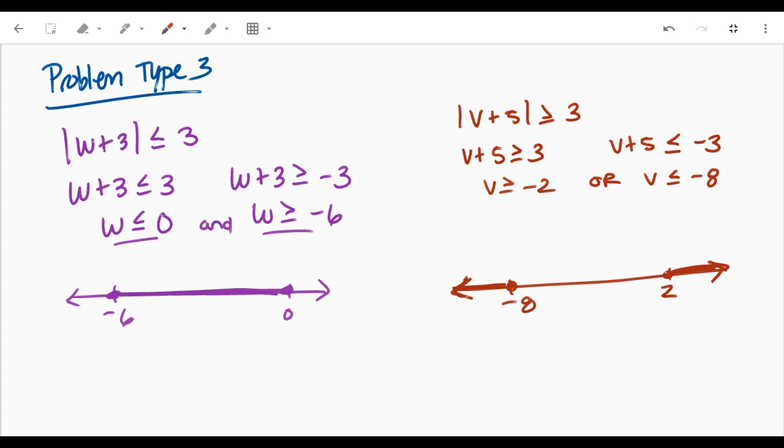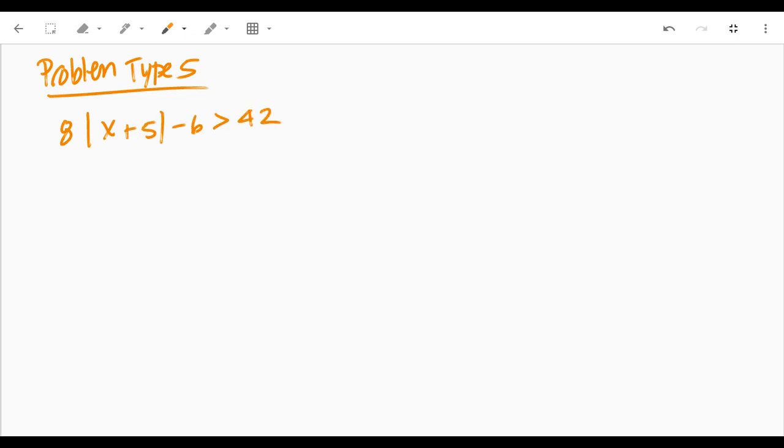Okay, one more topic. We have problem type 5. For solving absolute value inequalities. Okay, and they just add another couple steps for you here. So this one, they have 8 times the absolute value of x plus 5 minus 6 is greater than 42. So you want to isolate the absolute value. Okay, so they just add those steps for us.